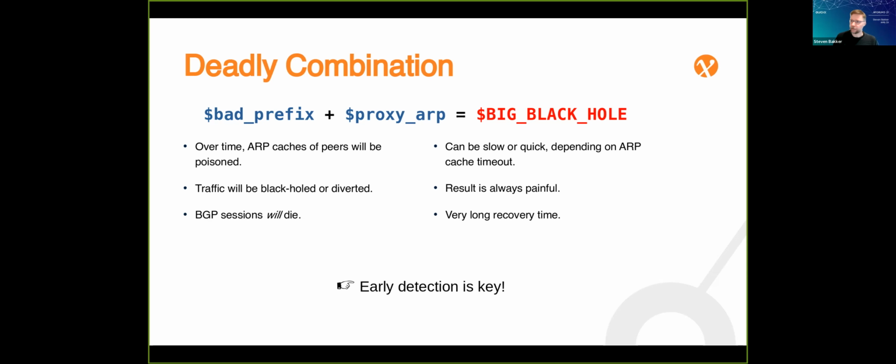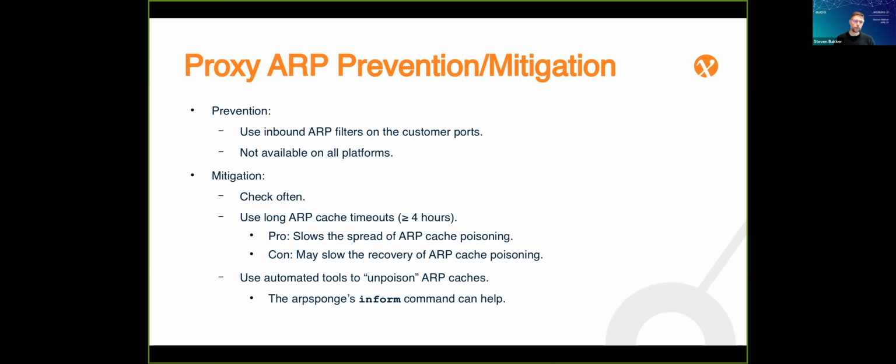The earlier we detect it, the sooner we can remedy it. Now, there are ways to prevent it as well, which is using inbound ARP filters on customer ports. And we would really like to do this. The only issue is that it's not available on all platforms, and our platform doesn't fully support ARP filters on customer ports.